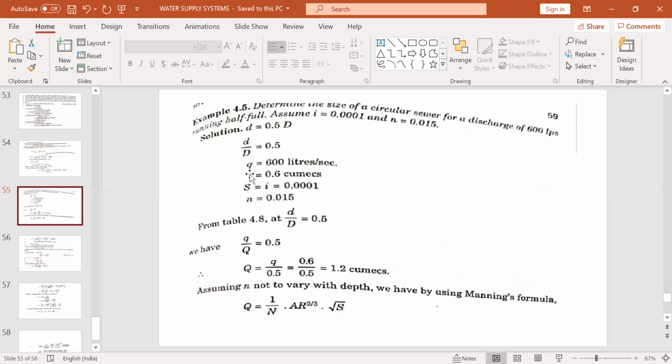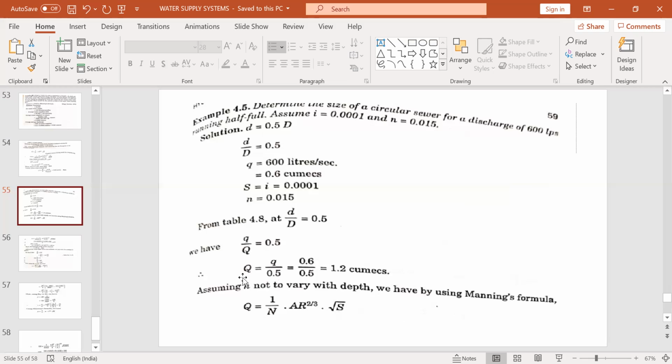So now here small q is given as 600 liters per second, that is 0.6 cumecs. S, the slope, is given as 0.001. Okay, n is 0.005. From that table or nomogram, if d by D is 0.5, then small q by capital Q is also 0.5. So this gives Q is q by 0.5, that is Q is 1.2 cumecs. Now n is not varying. Usually n will not vary, it will depend on the material of the pipe. So it is not changing, so n will be the same.